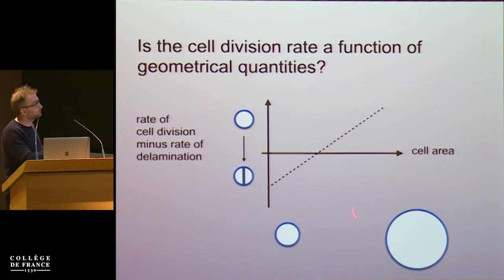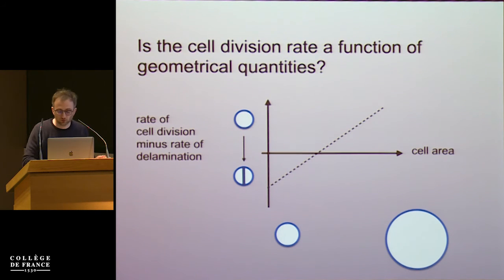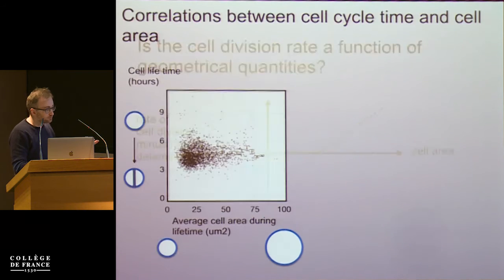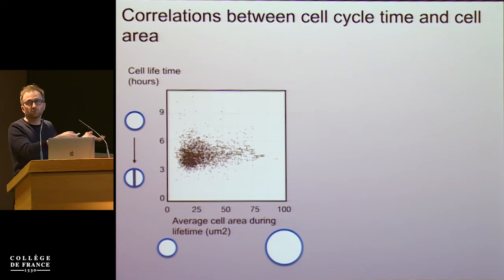And this is generally captured in physical models by saying, as a function of the cell area or the cell volume, there is a rate of cell division minus a rate of delamination, and there is an increasing curve such that for a large area, the cells divide more quickly. So now we have thousands of cells, so we can test this, and we see there is absolutely no correlation in this tissue. This is the cell lifetime as a function of the cell area. I'm even amazed that it's so flat. It's extremely flat, no correlation.